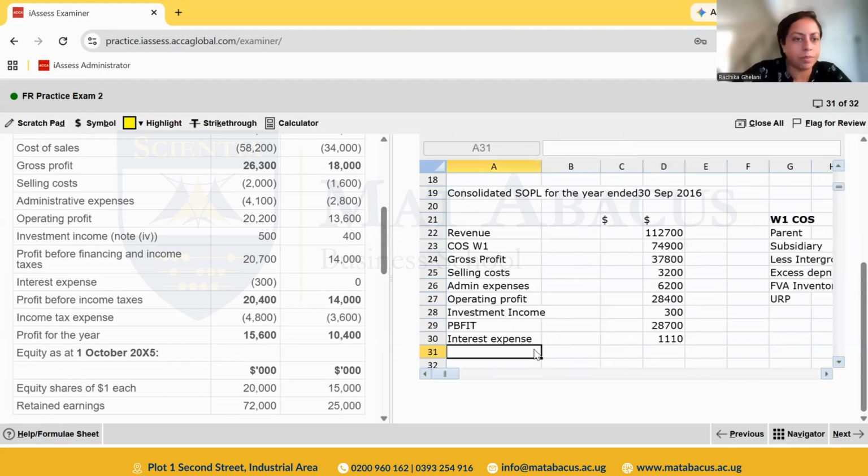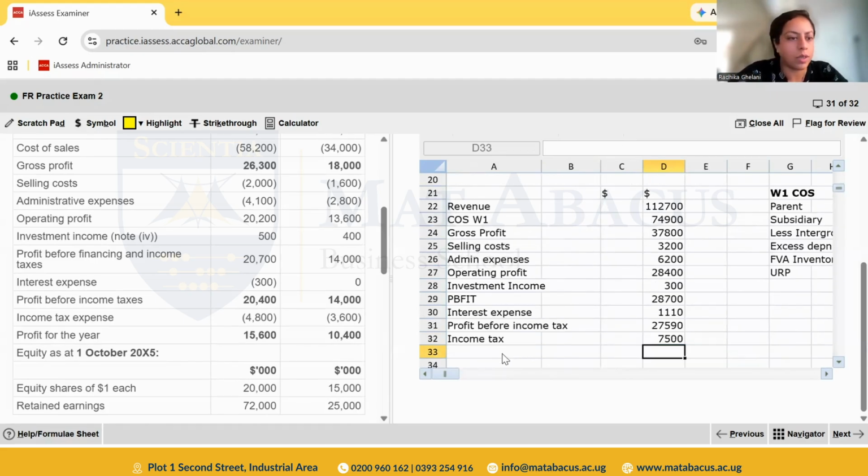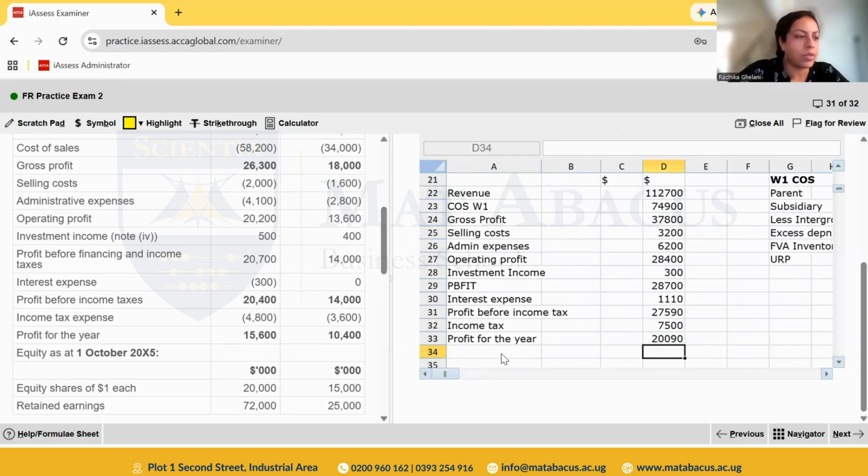And then we get our profit before income tax, which is equal to 28,700 minus the interest. And income tax is 4,800 of the parent plus 9 out of 12 times the subsidiary's income tax. So 7.5 is our income tax, giving us profit for the year. Get that and subtract the income tax. That gives us 20,090.